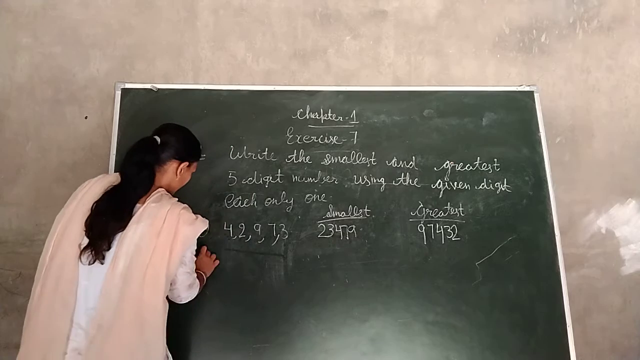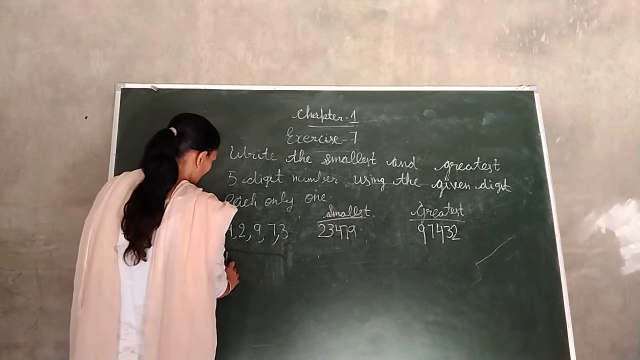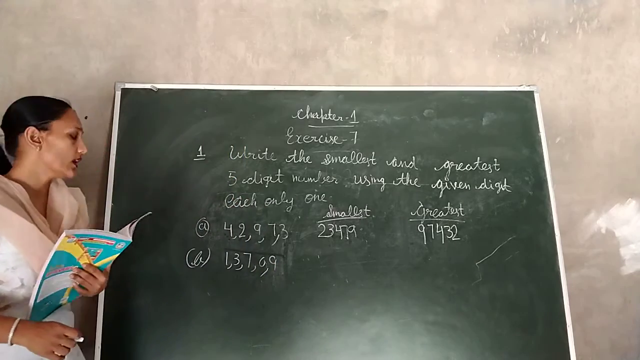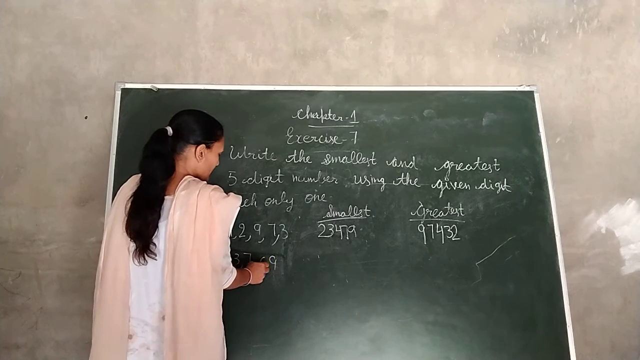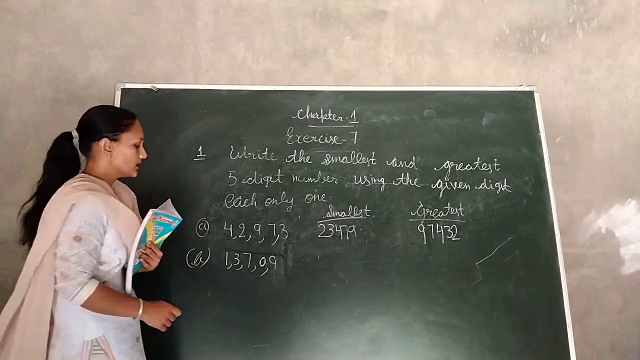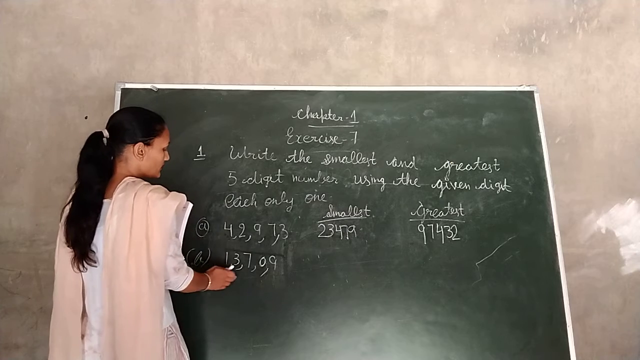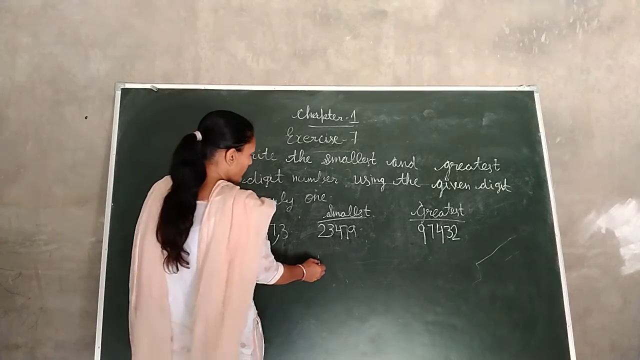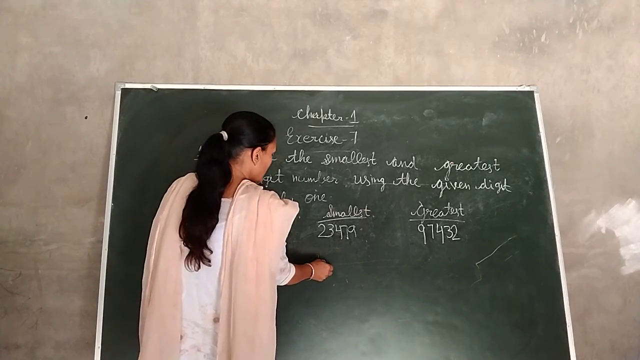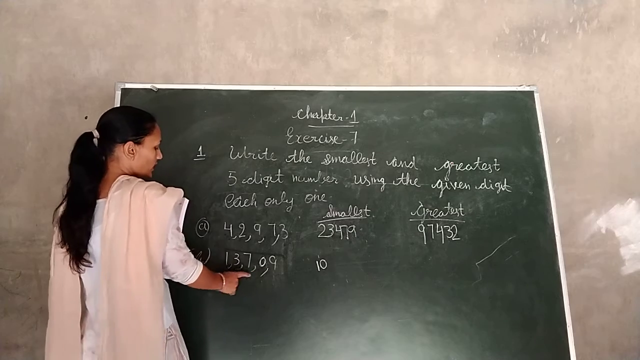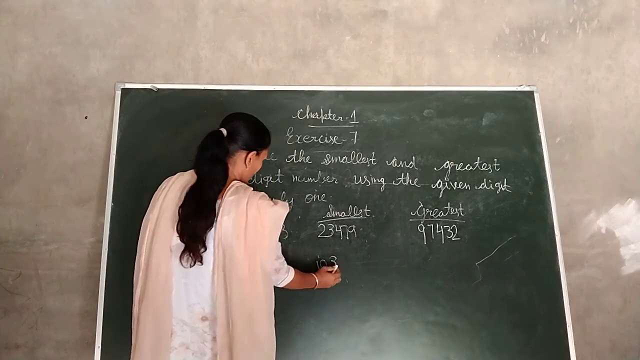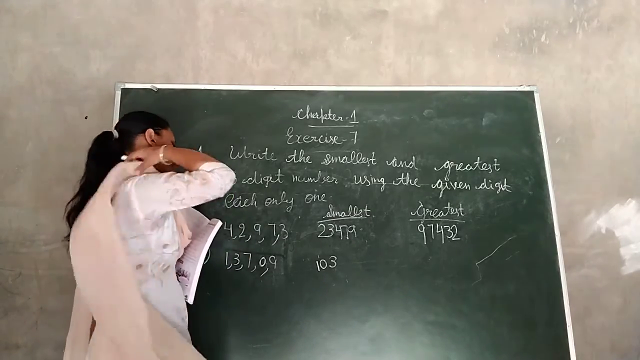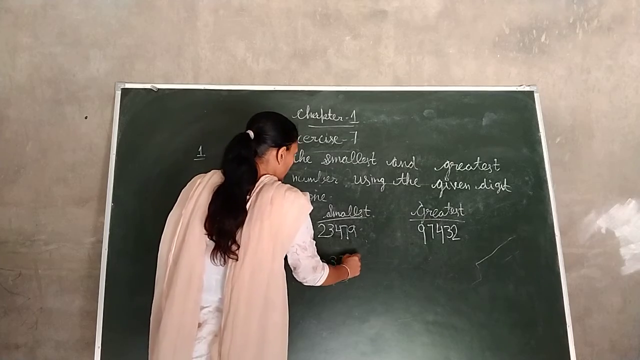Next B part. 1, 3, 7, 0, 9. So now when we have to write the smallest number, we should not write 0 as the starting digit. So what we will do, which is the smallest digit among these 4 digits, 1, 3, 7, 9? 1. So we will write 1 as the starting digit. Next we will insert 0. Next, which is the smallest digit? 3. So we will write 3. Next, which is the smallest digit among these two digits? 7. So we will write 7 here. And next we have 9.